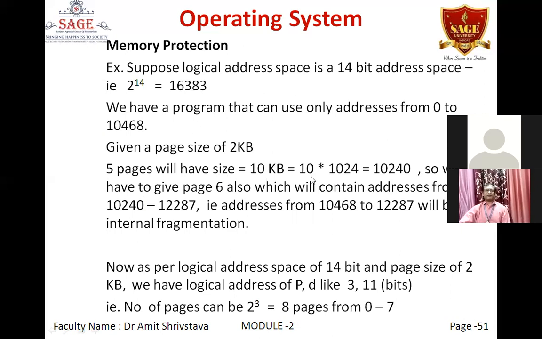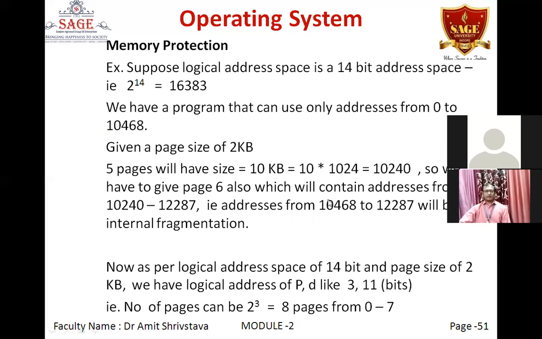So 5 pages will have a size of 10 KB because 2 KB into 5, so 10 into 1024 gives us 10240. Now 10240 is less than 10468. So it means we have to allocate a 6th page also to this particular program.